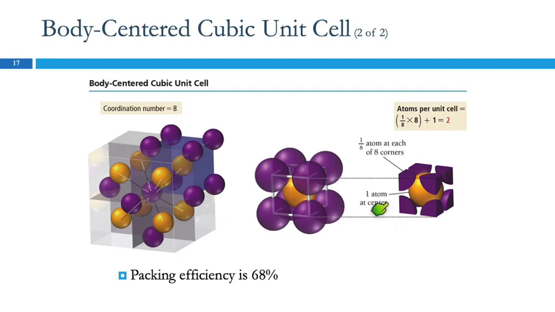So different views, that's what we were looking at before. Those, the purple ones in the corners, that's 8/8 of atoms, so that's a total of 1 atom, plus the one in the middle. So this unit cell has 2 atoms in it. Here we see all the complete atoms at the corners, and here we're looking for the coordination number. How many different atoms is this one touching? It's touching 8 different atoms. So the coordination number is higher. The packing efficiency is also higher, 68% compared to 52%.